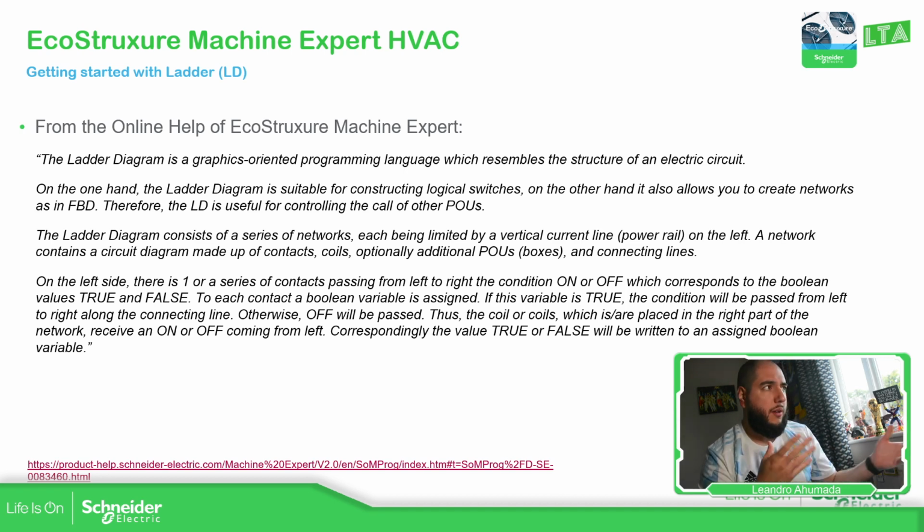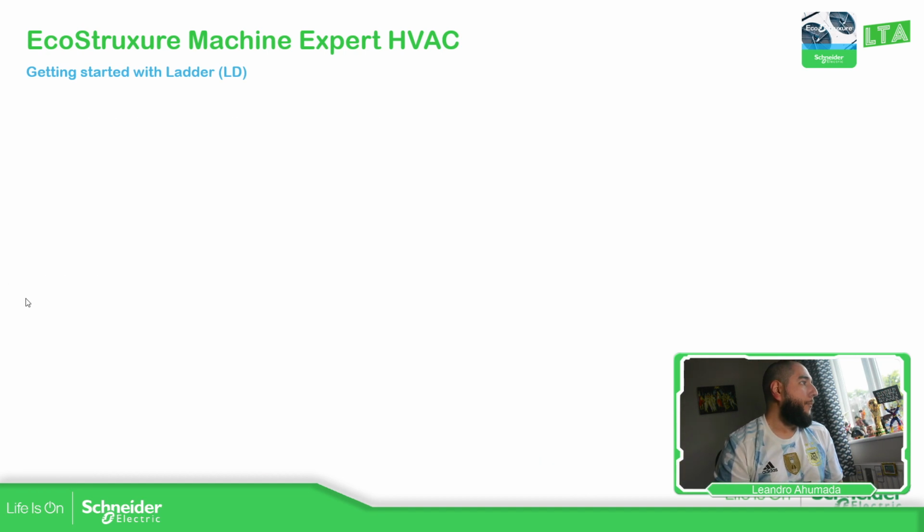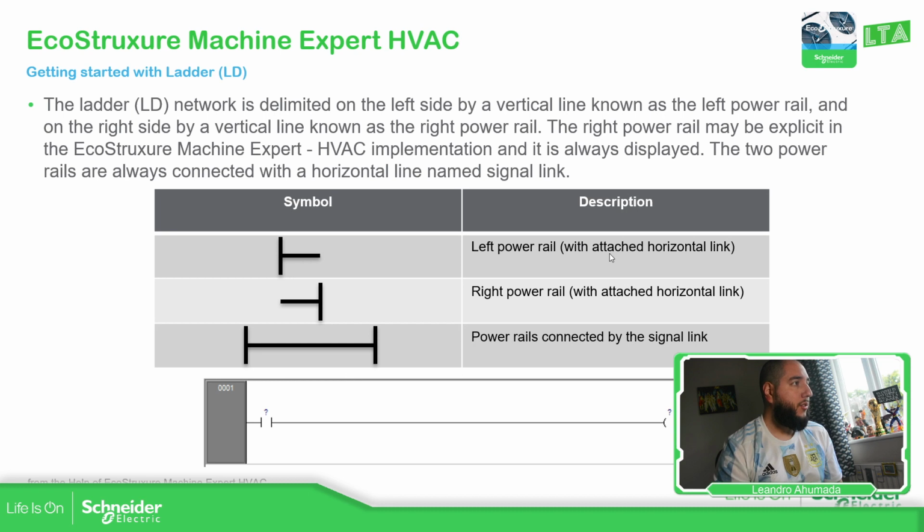So basically, this is the online help that I found that says there is like an electric circuit. So you have the power, then based on the combination of the contact, you activate the coil. So these are the symbols that this information found on the EcoStruxure Machine Expert HVAC help.